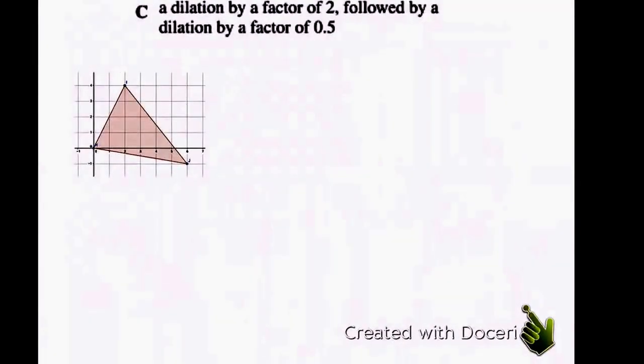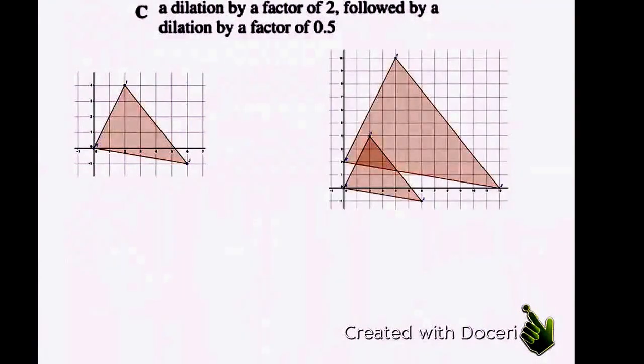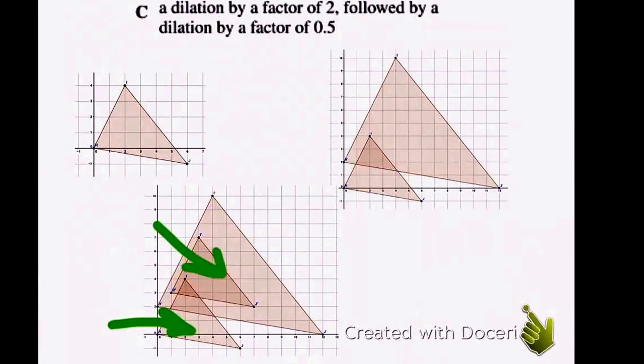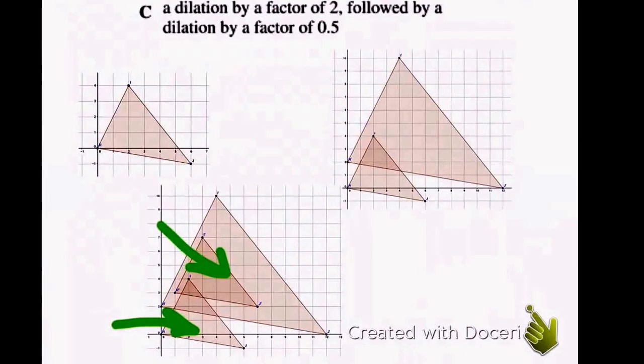C. A dilation by a scale factor of 2 would look like this, followed by a dilation of a scale factor of 1/2 or 0.5. So here's your pre-image, and here's your image. Would you say that your image is congruent or not congruent to your pre-image?